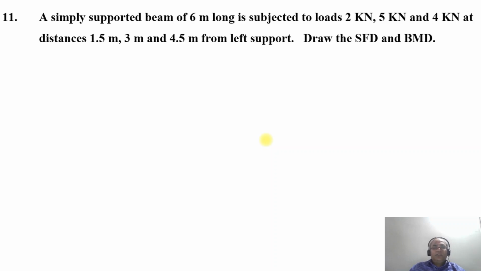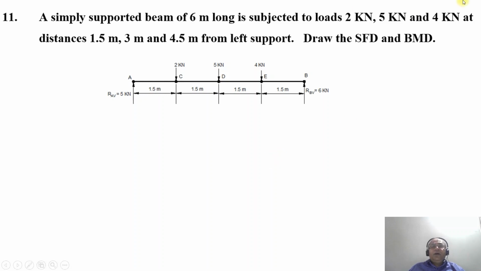In these types of problems, the figure will not be given, so we need to draw the figure. So first we are going to have a beam subjected to loads of 2 kilonewton, which is at a distance of 1.5 meters. So first we're going to consider a beam of 6 meters long. Since it is simply supported, we will have a vertical reaction at the point A and also a vertical reaction at the point B, whose distance from here to here is 6 meters.